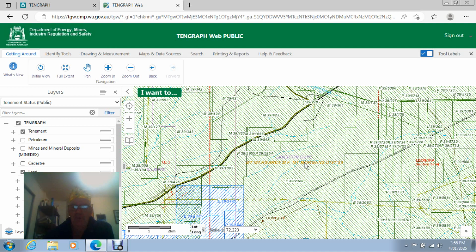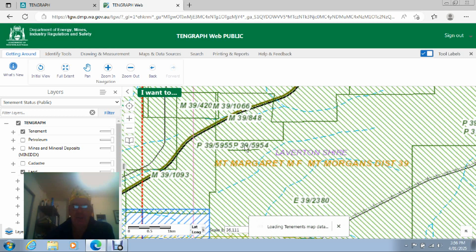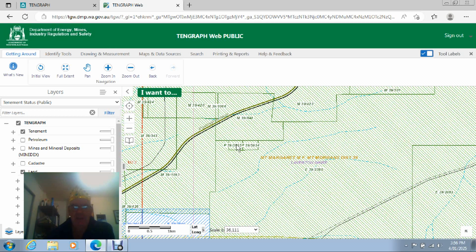So we can see on the screen, and we'll get underway. We can see on the screen here we've got exploration licenses here, mining leases. Here we've got a major road system, the Leonora-Laverton Road. We can zoom in a little bit. You can see we've got a couple of private leases up the top here.